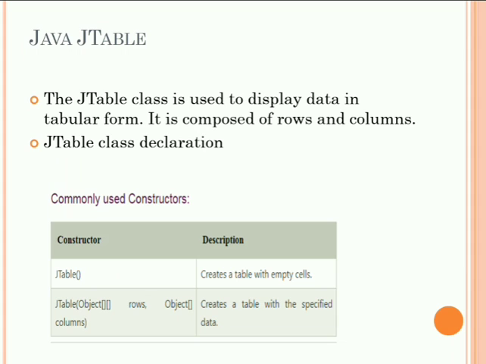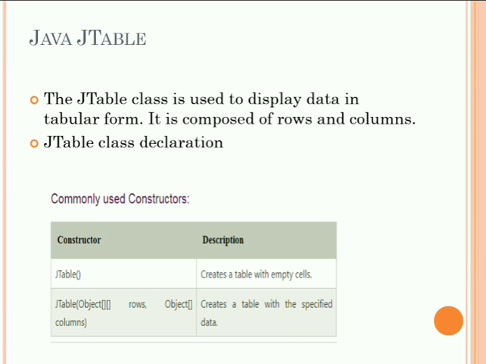Okay, now let us see the next point, Java JTable. We have seen the last point, now we will see Java tables. The JTable class is used to display data in tabular form. Table, as its name indicates, is in tabular form. It is composed of rows and columns. JTable class declaration. We know the components present in a table are nothing but some rows and some columns.